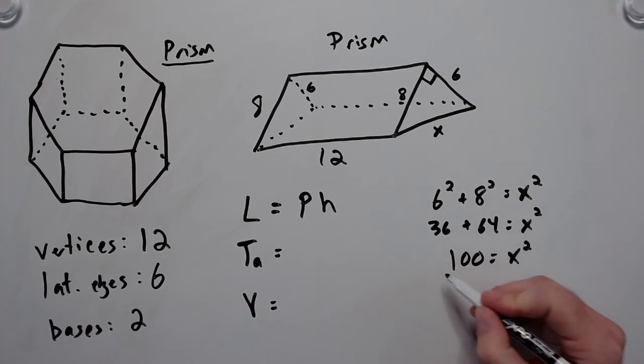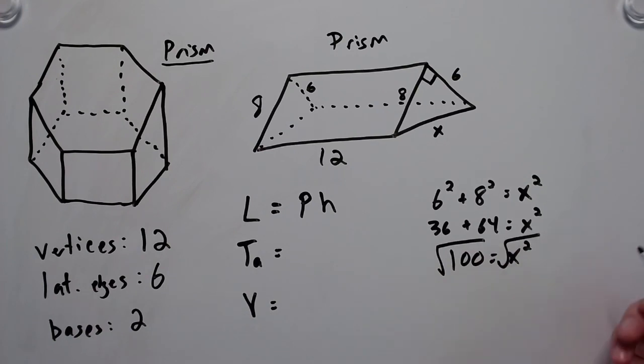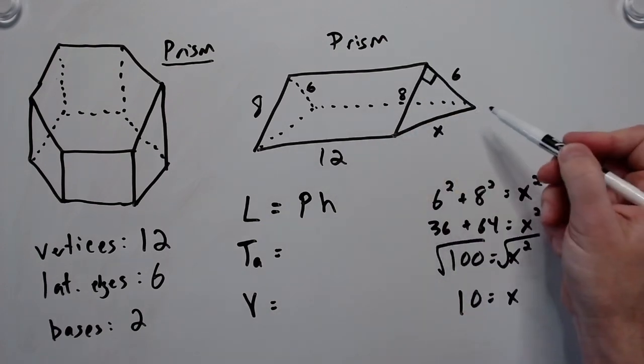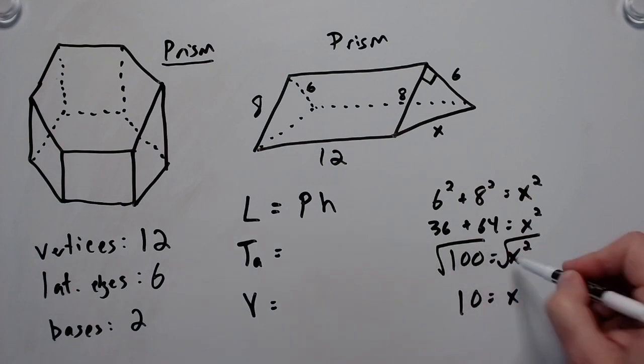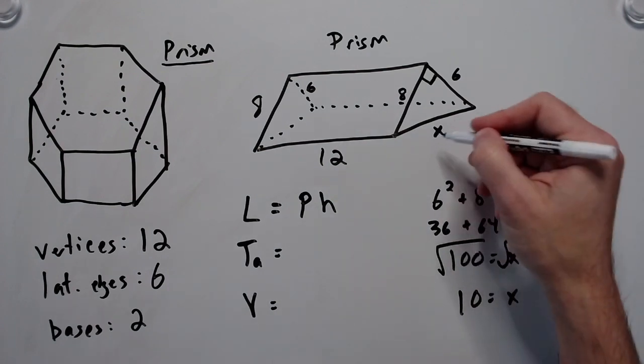Now we just take the square root of both sides. Yoink, yoink. And this becomes 10 equals x. And because we're dealing with actual distances, negative 10 is not a valid answer. So, square roots and all that fun stuff. So we can make this 10.